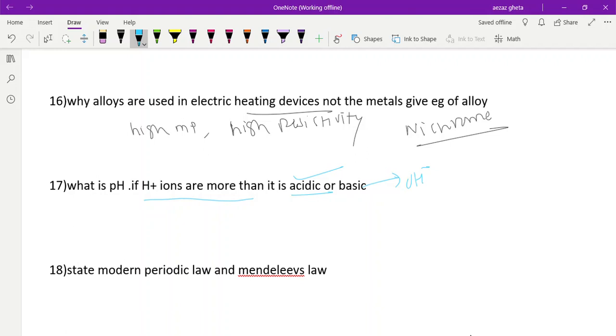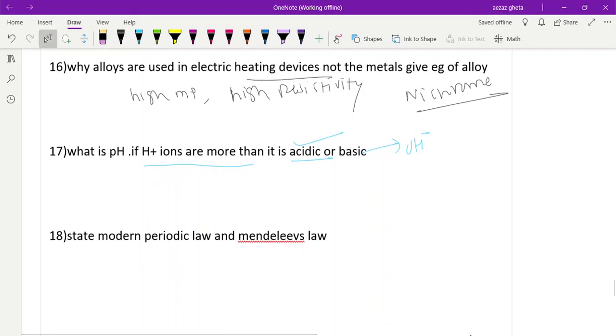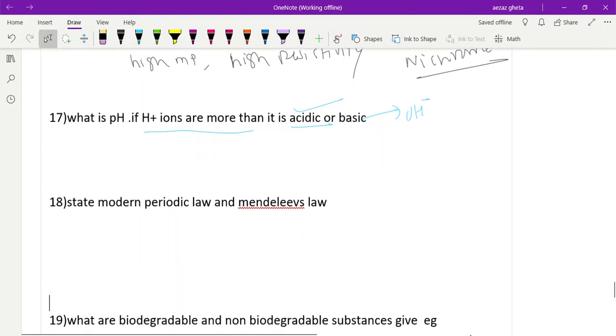pH is the power of hydrogen. It helps us to identify whether the solution is acid or base. Is it clear? If the pH is below 7, then it is acid. At 7, neutral. Above 7 is basic. Is it clear, boys and girls? Understood?